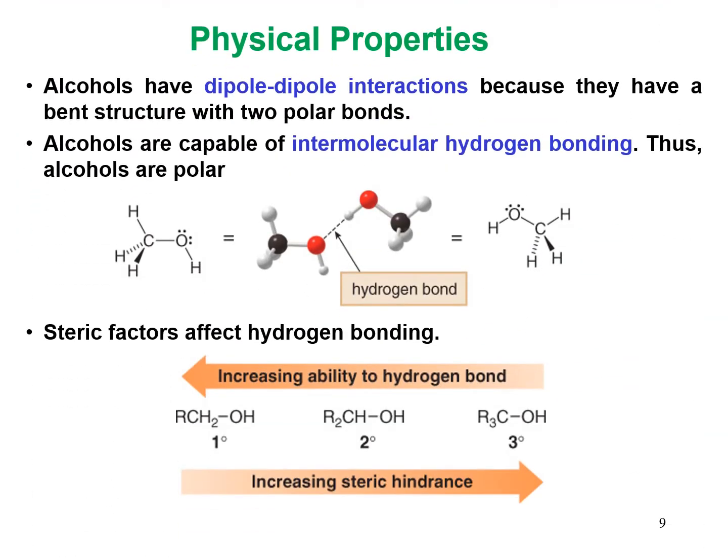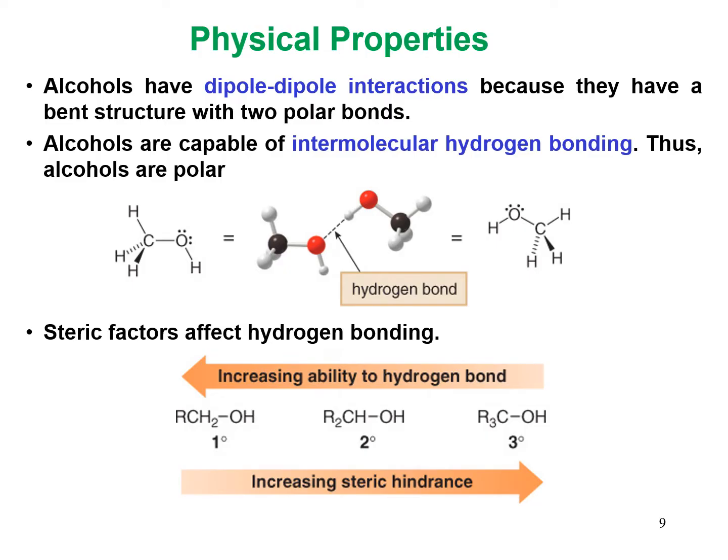The physical properties of alcohol. Alcohols have dipole-dipole interaction because they have a bent structure with two polar bonds. And there is intermolecular hydrogen bonding between the oxygen and hydrogen of different molecules. So alcohols have intermolecular hydrogen bonding, which also explains why they have a higher boiling point than alkanes of the same molecular weight.